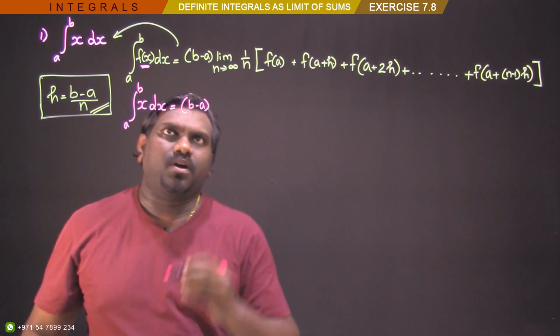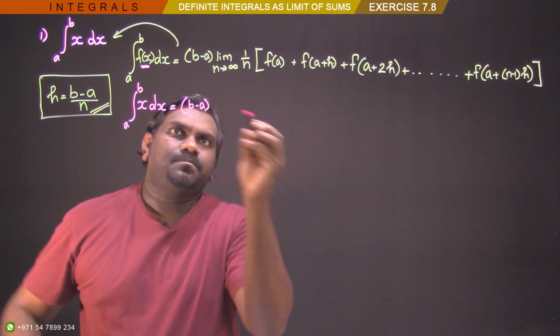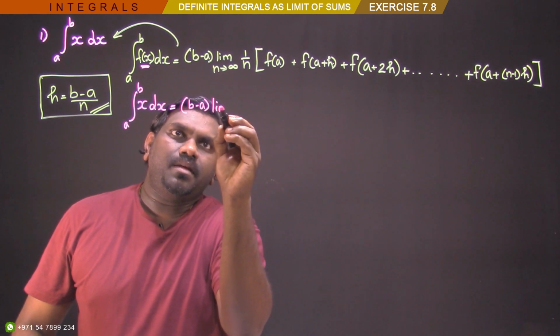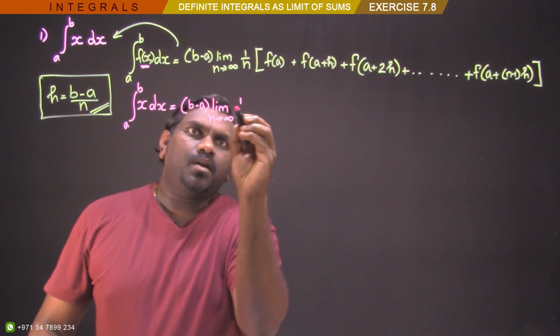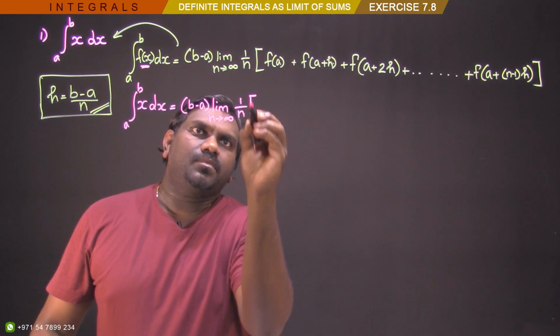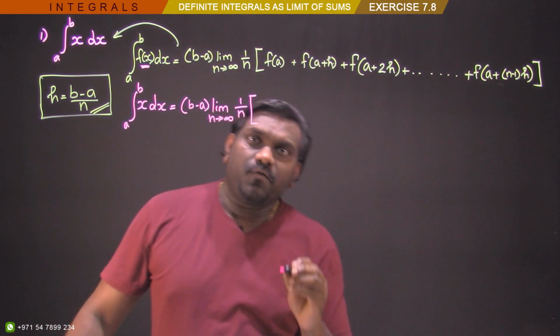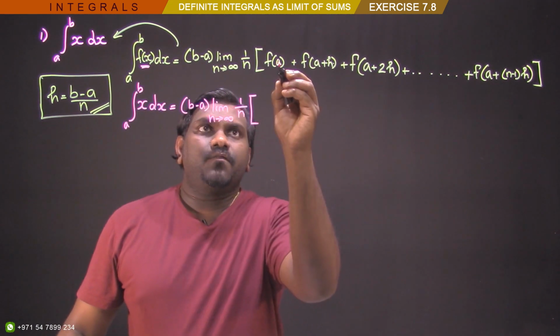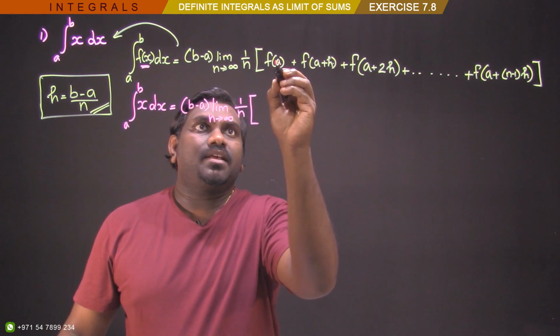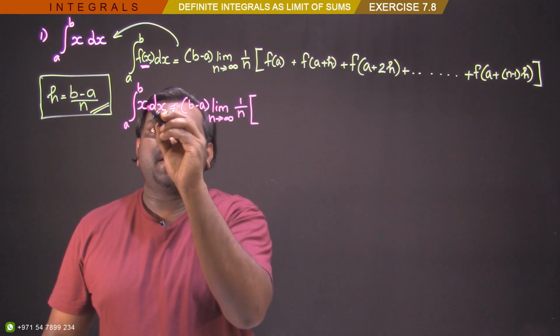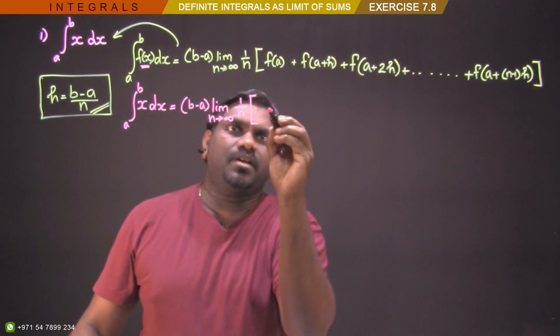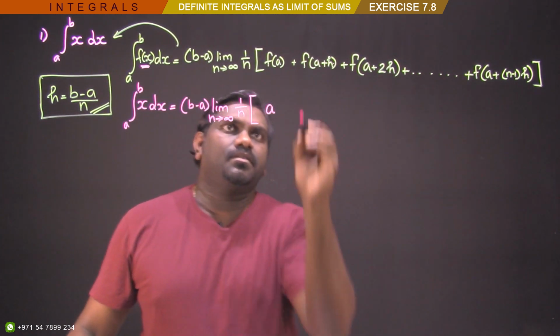Okay, let's look at the next question. Then after this one, you have limit n tending to infinity, 1 by n. Then what do you have here? f of a. What is f of a? f of a is the function f(x), with x replaced by a. So what will be the value there? That will be a, dear.